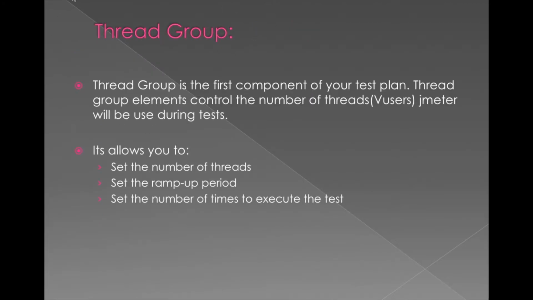So what is a thread group basically? Thread group is the first component of your test plan, which actually controls the number of threads. How many threads you want, how many users you want to put on your system, you can control it from the thread group. It allows you to set the number of threads, set the ramp up period, and set the number of times to execute the test.